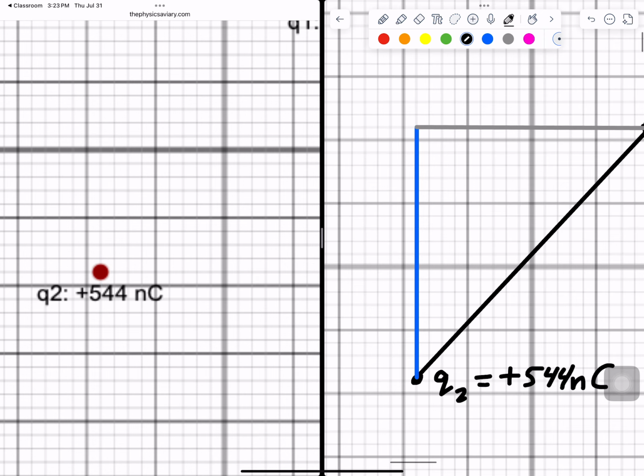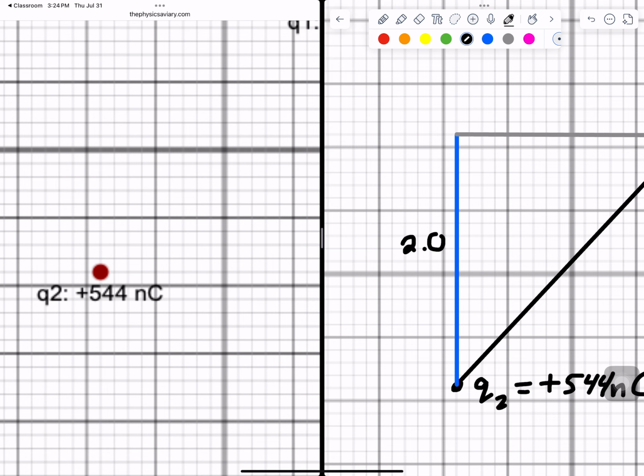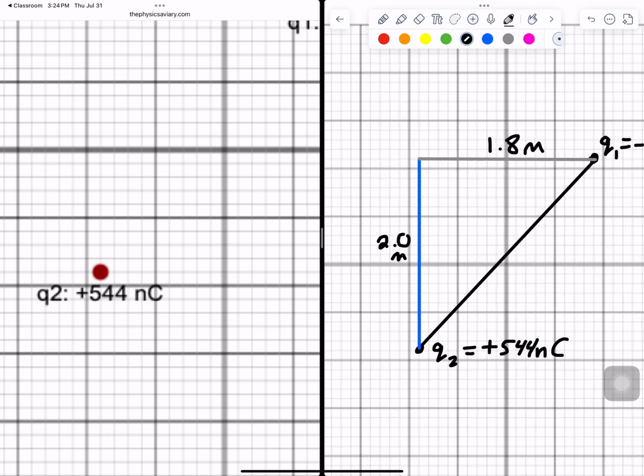So I've got to count this up. 0.1, 2, 3, 4, 5, 6, 7, 8, 9, 10, 11, 12, 13, 14, 15, 16, 17, 18, 19, 20. So 20 boxes going up would be 2.0 meters. If I count going over, 5, 10, 15, 16, 17, 18. So I'm counting 18 boxes along the gray line right here. That would correspond to 1.8 meters.